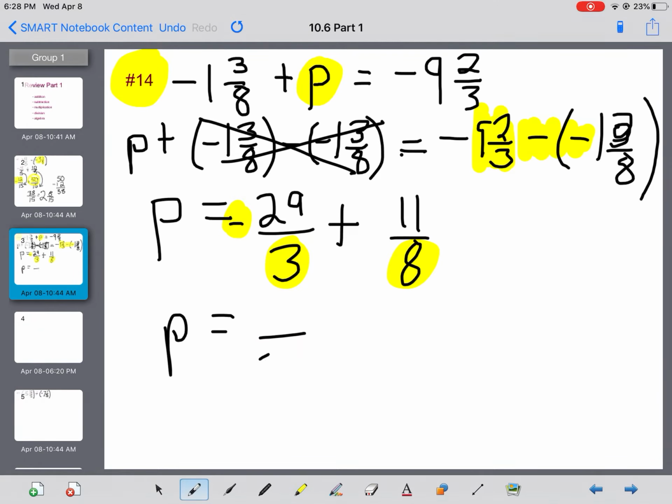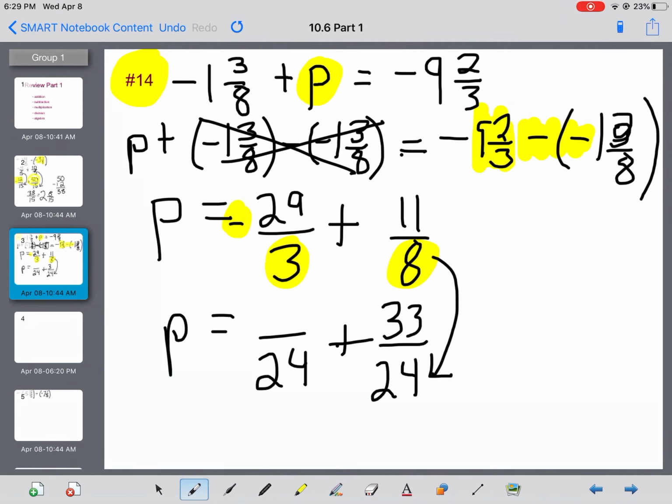So I go through my 8 times tables and I think to myself, well, I can make them both out of 24. Now these are a little bit larger numbers than we're used to working with, but that's okay. 8 times what is 24? Well, 8 times 3, and what you do to the bottom, you must do to the top. So I get 33 24ths.